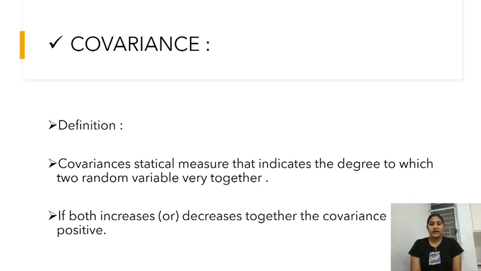The first is the covariance definition. Covariance is a statistical measure that indicates the degree to which two random variables vary together. If both increase or decrease, the covariance is positive.